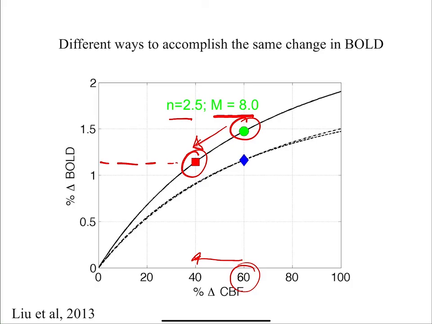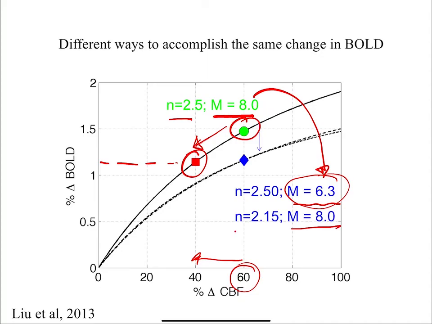But I could also get that same BOLD signal change by just decreasing the M, so that maximum BOLD M has gone from 8 to 6.3. Maybe overall blood flow has gone down because of age, and so the BOLD signal has gone down. I could also keep M the same, but just decrease that coupling ratio, so I've gone from 2.5 to 2.15. That's going to be less of a BOLD change, because that decrease in coupling ratio means that now for every percent change in CBF, I have a much greater change in CMRO2. So that CMRO2 is causing the signal change to go down.